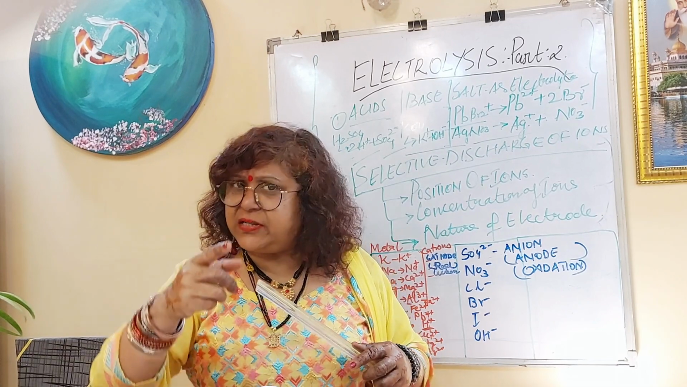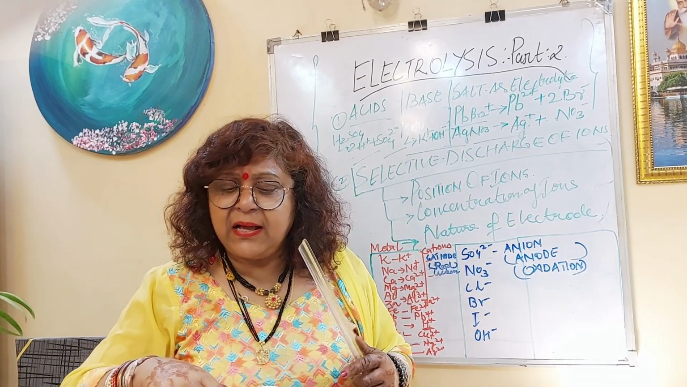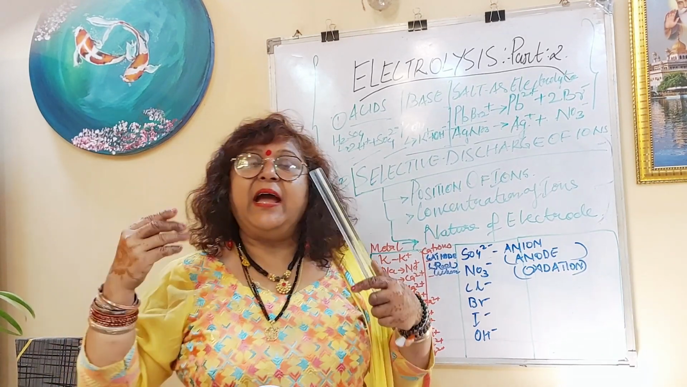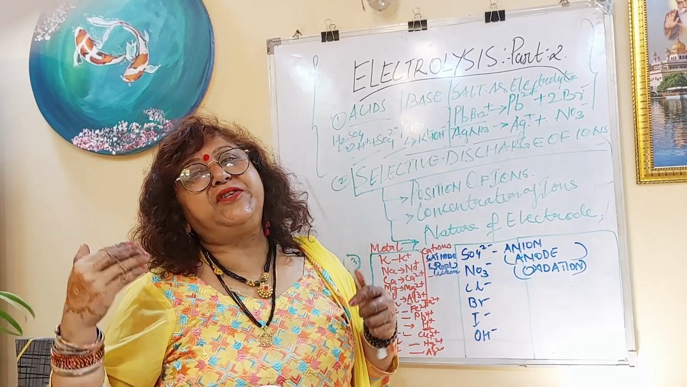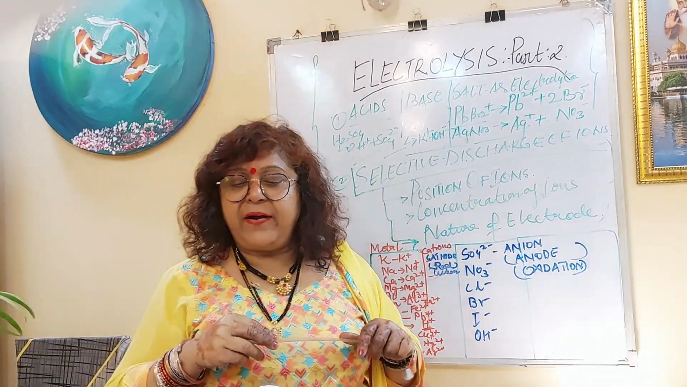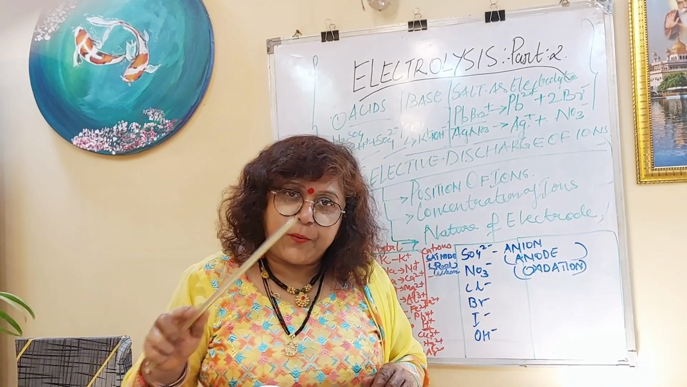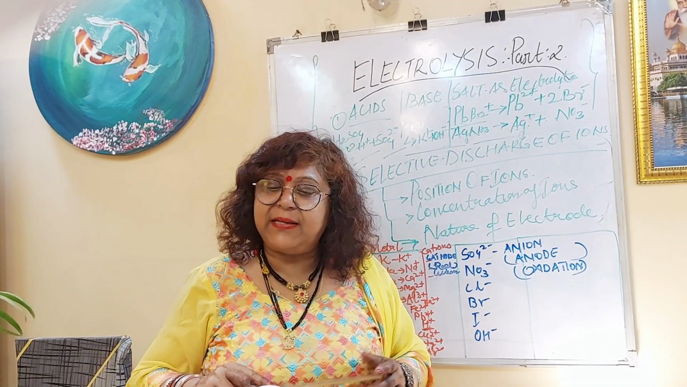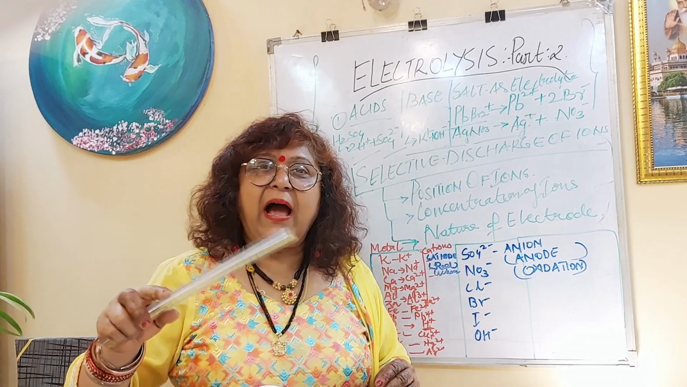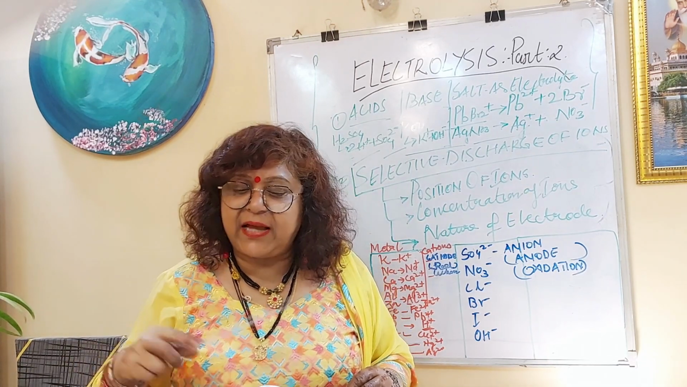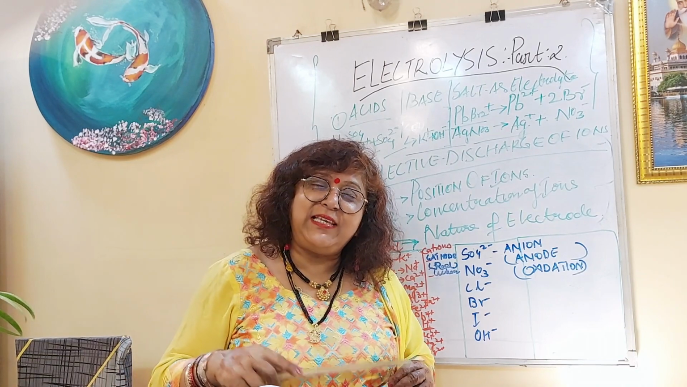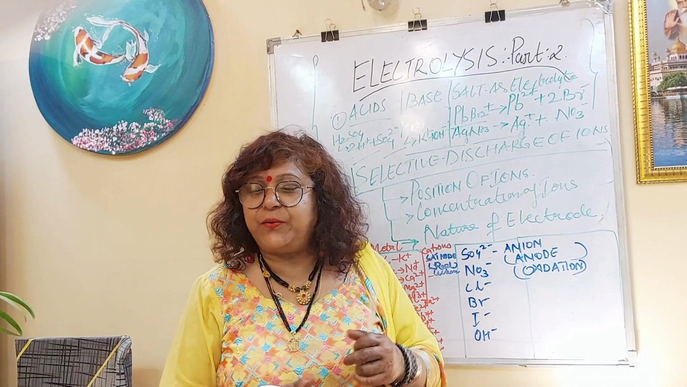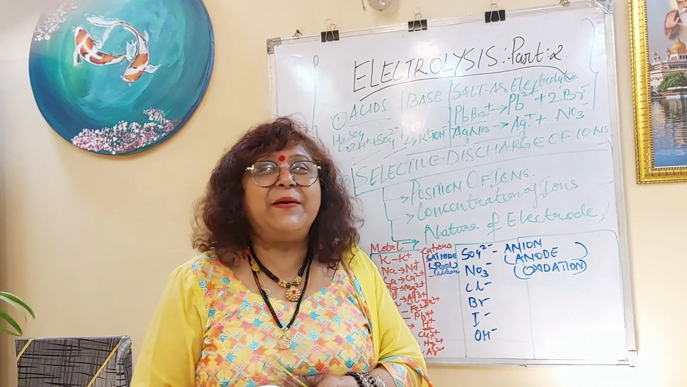Another factor on which selective discharge depends is the concentration of the ions in the electrolyte. The higher the concentration of the ion in the electrolyte, the greater is the probability of its being discharged at the respective electrode. For example, if we go for molten sodium chloride, NaCl salt, it decomposes into Na+ and Cl-. Now what happens at the cathode? Hydrogen is discharged. At the anode, hydroxide is discharged. At the cathode you will see hydrogen gas is liberated, and at the anode O2 is evolved, which you will see in the electrolysis of sodium chloride. Like that, you have to keep some examples in your mind.